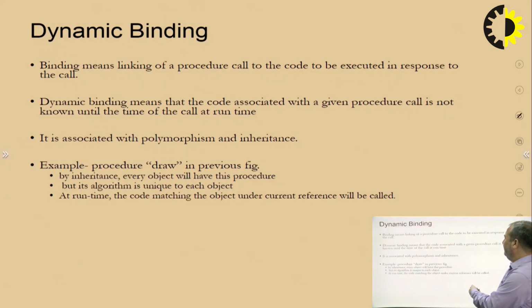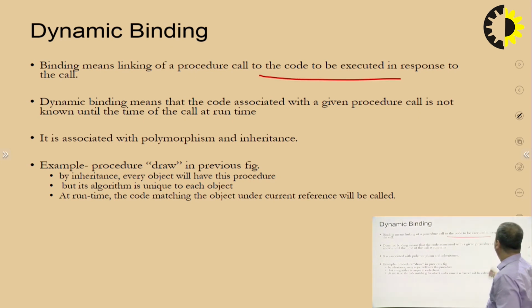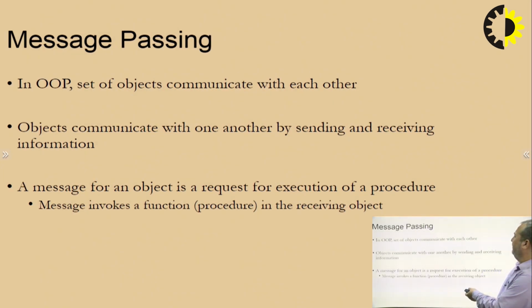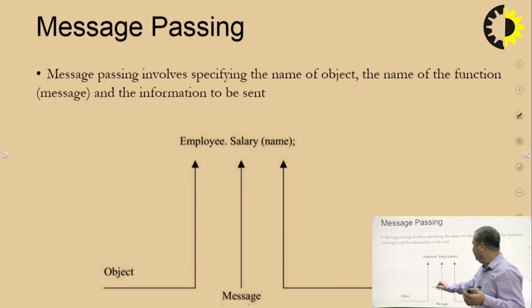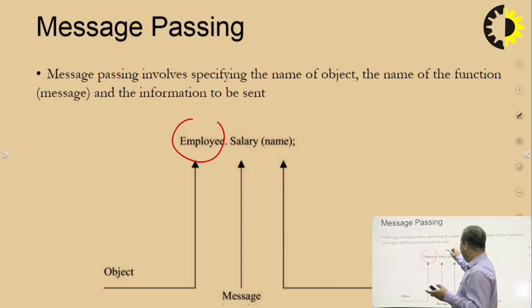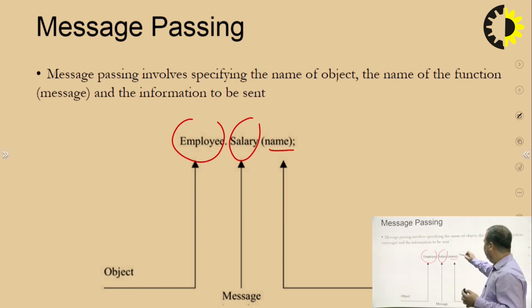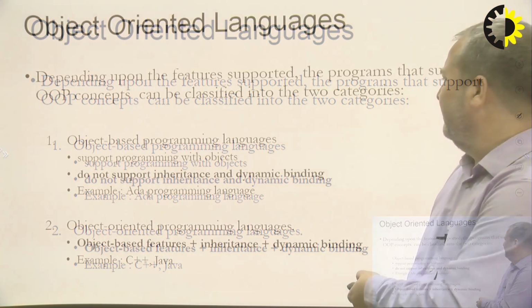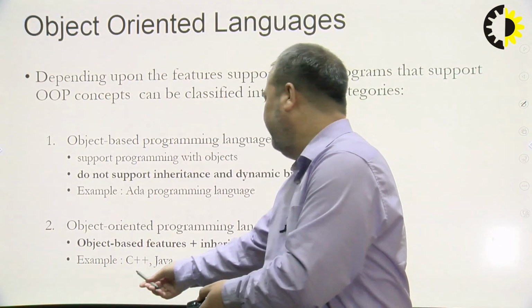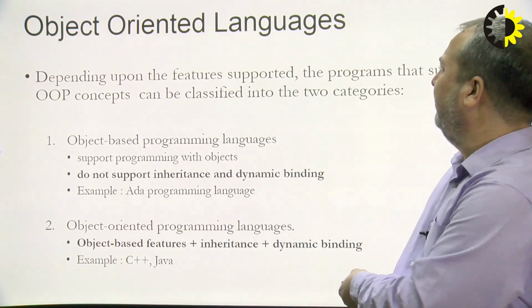Binding means linking a procedure call to the code to be executed. And message passing: how objects communicate can be done by message passing. In message passing, we simply give the name of the object, for example employee, the function name, and the argument. So the function name here is called the message. These are a few benefits of object oriented programming, and the languages we use, C++, Java and others, are object oriented programming languages.